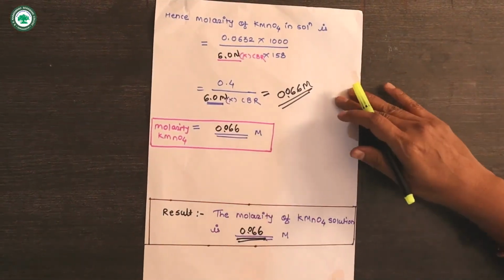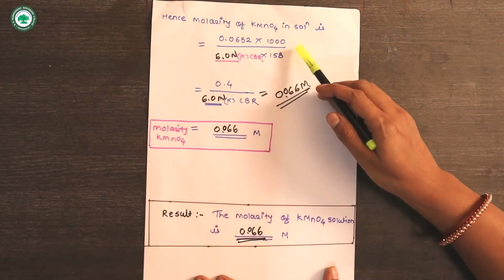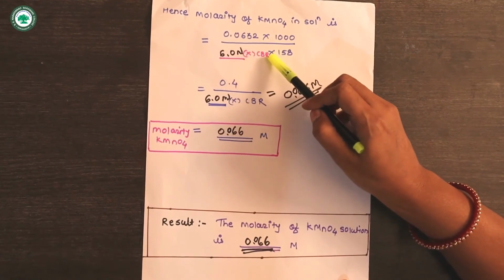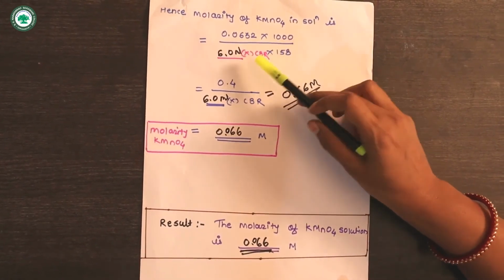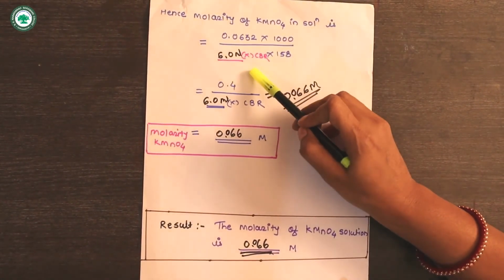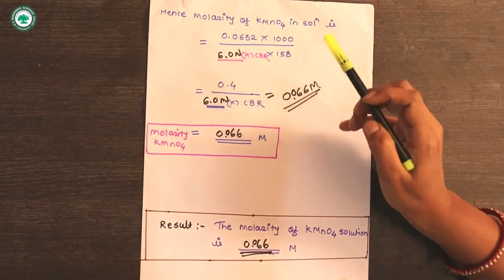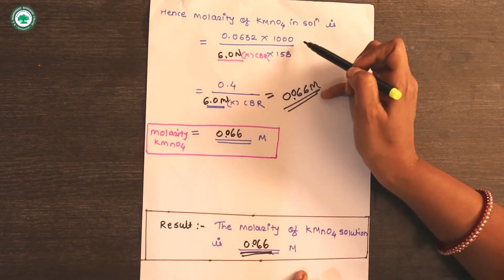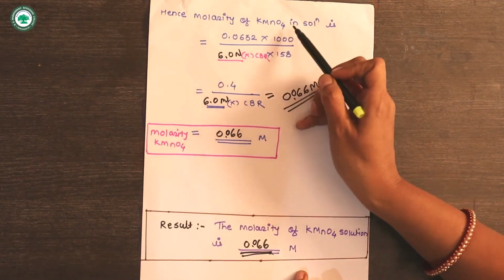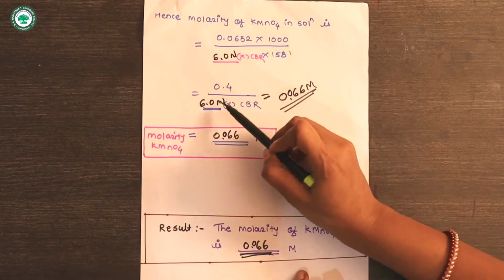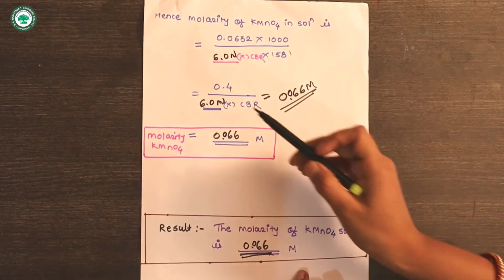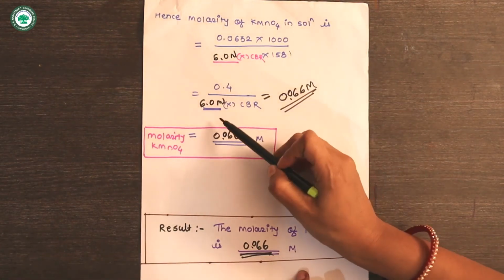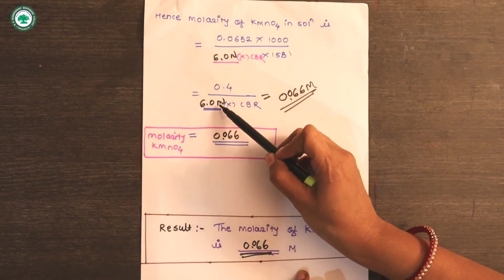Hence the molarity of KMnO4 solution is 0.0632 into 1000 divided by 6.0 into 158. Now firstly we calculate 0.0632 into 1000 upon 158. The whole calculation answer is 0.4. Now that 0.4 is divided by the constant burette reading, which is 6.0 ml.